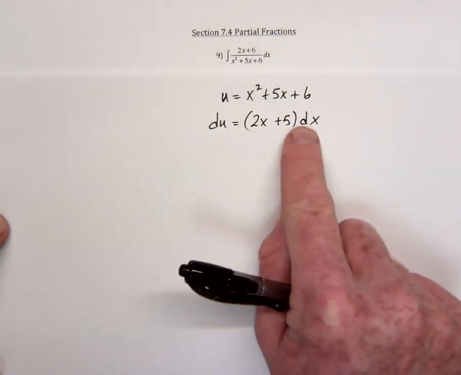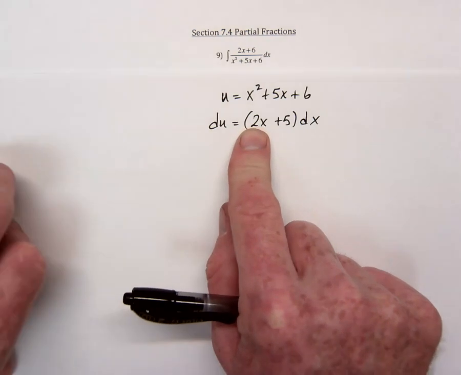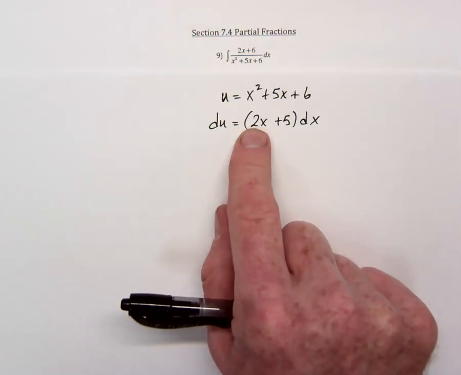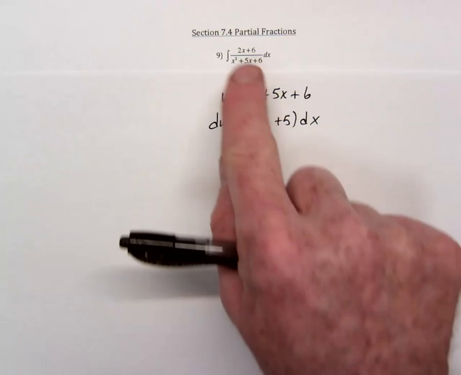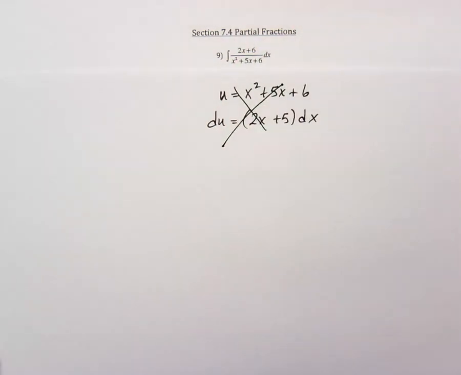For u substitution to work, this thing right here, 2x plus 5 dx, would have to match this right here. And the only way that you can manipulate this is by multiplying or dividing by a constant. Since there's no way to multiply or divide by a constant and get this 2x plus 5 to turn into a 2x plus 6, the u substitution is not going to work. So we need to try something else.